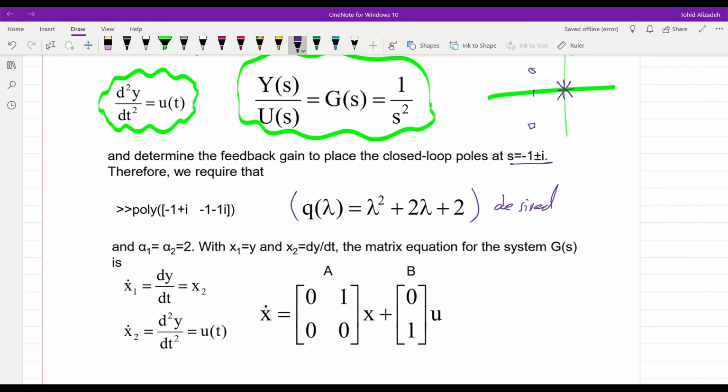Alright, so we can see that for the characteristic equation we have 1, 2, and 2 as the coefficients. We can form the matrix equation for the system G of s in this form. x1 dot is equal to dy over dt, which is equal to x2, and x2 dot is equal to u of t. The A matrix and B matrix will be defined in this way. A will be equal to [0, 1; 0, 0], and B will be equal to [0; 1]. So this is just converting the transfer function into the state space model.